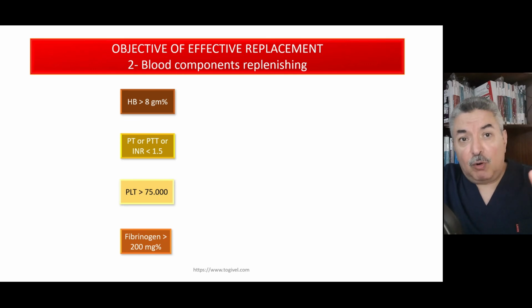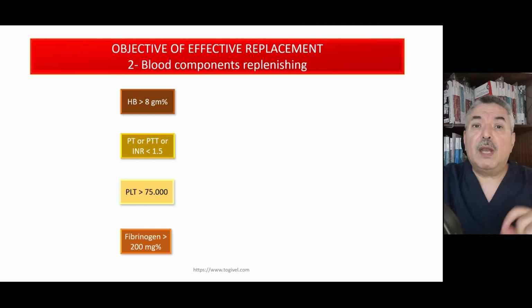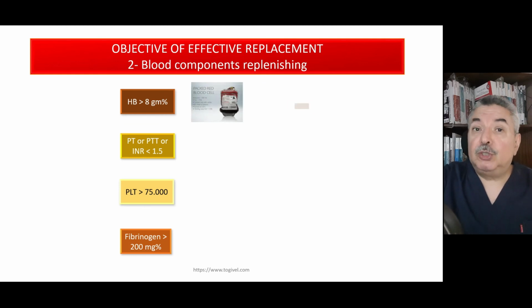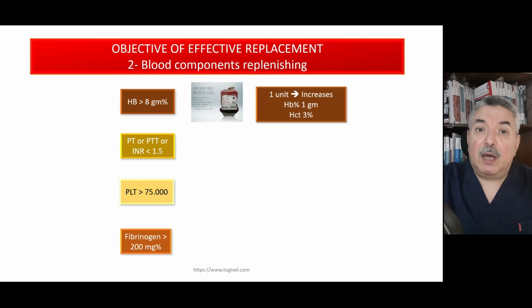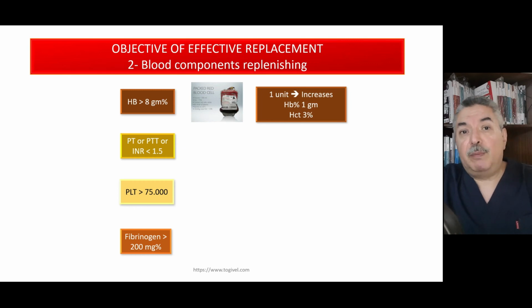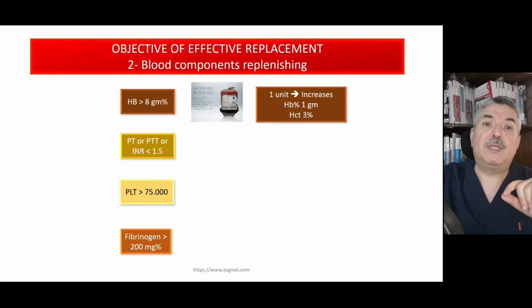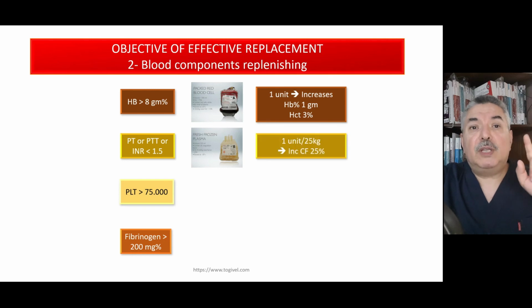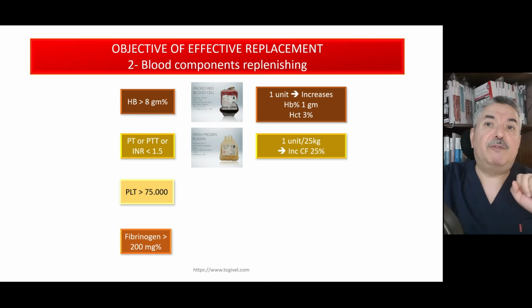So these are the 4 components that I'm concerned with: the hemoglobin, the clotting factors, the platelets, the fibrinogen. How can I achieve this? For hemoglobin, you give packed RBCs. How much? Every 1 unit packed RBC will elevate the hemoglobin percent by 1 gram and will elevate the hematocrit by 3%. If you need clotting factors, then you must know that every 1 unit for 25 kilogram of the patient will increase clotting factors by 25%.